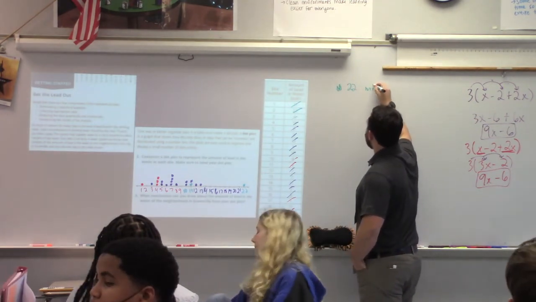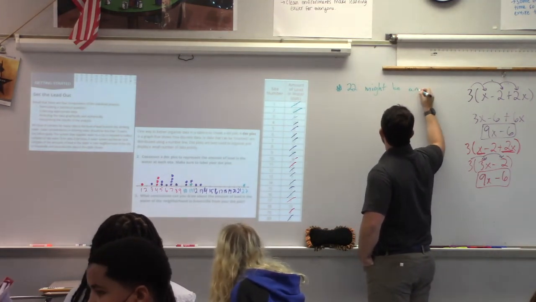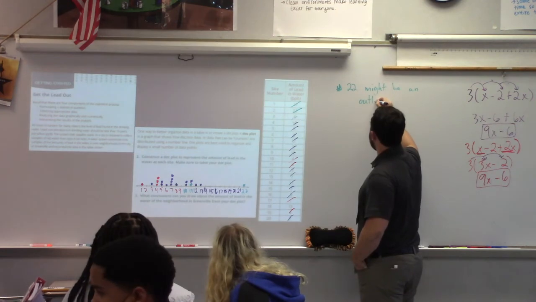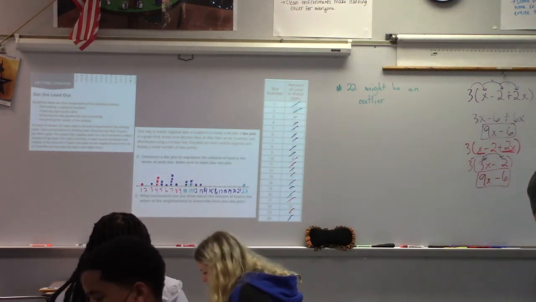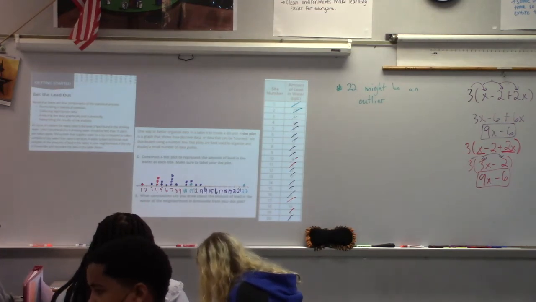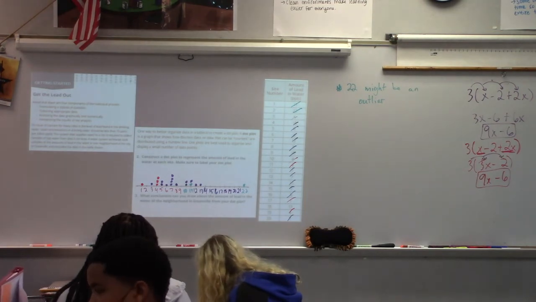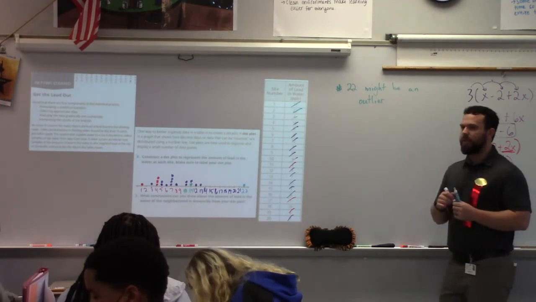22 might be an outlier. One of the things that we will do within either this lesson or the next lesson, I think it is this lesson, is talk specifically about how to determine if it's an outlier. It looks like it might be an outlier. It is far away from the rest of the data, right? But we're going to determine that later.